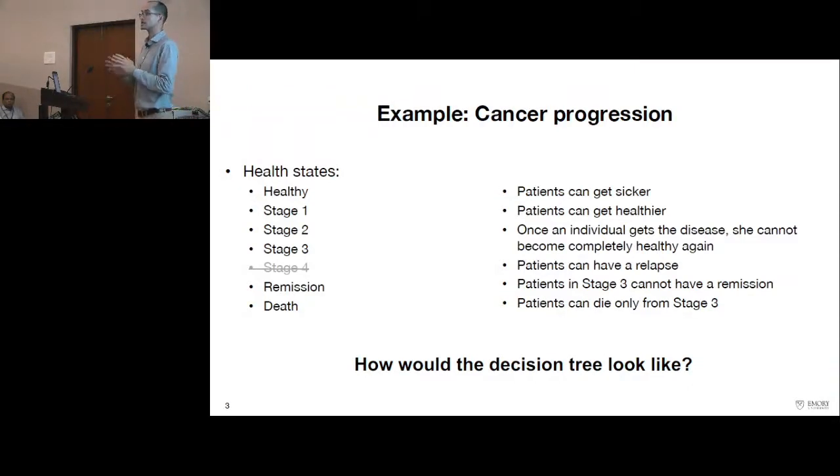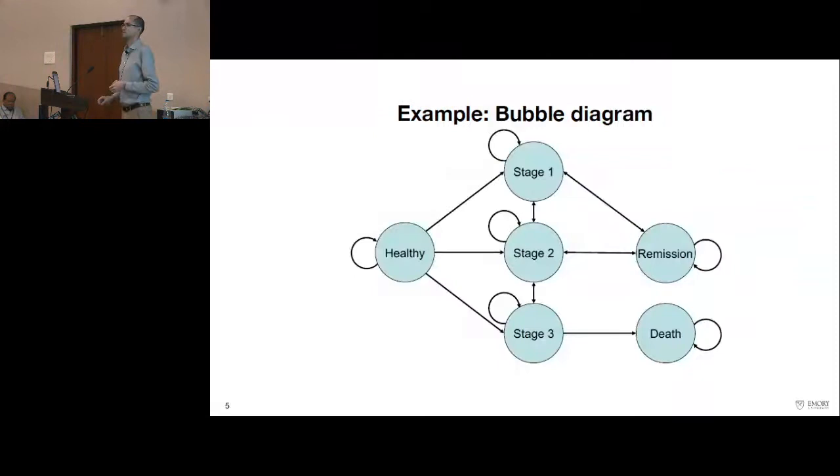If you go further than the second or third year, the tree would explode. It would be gigantic, and it would be really difficult to make any sense out of it. So what do we usually do in these types of models? We visualize them with what we call a bubble diagram.